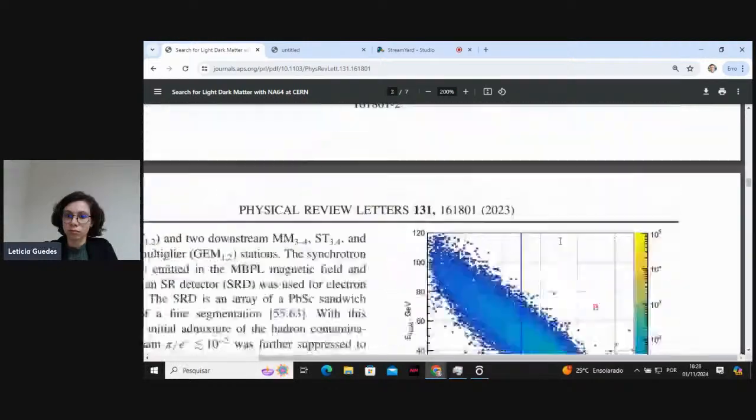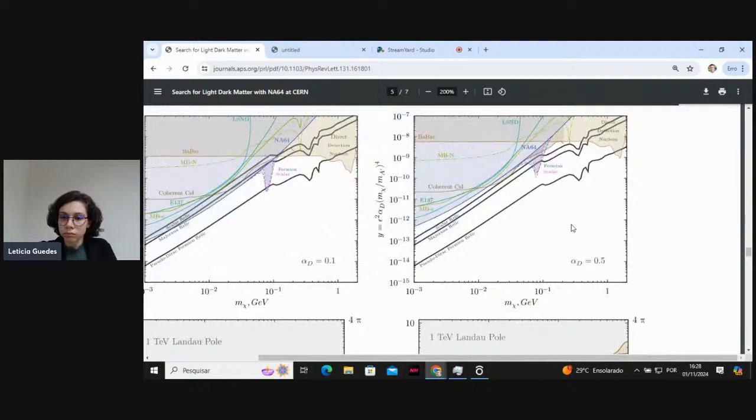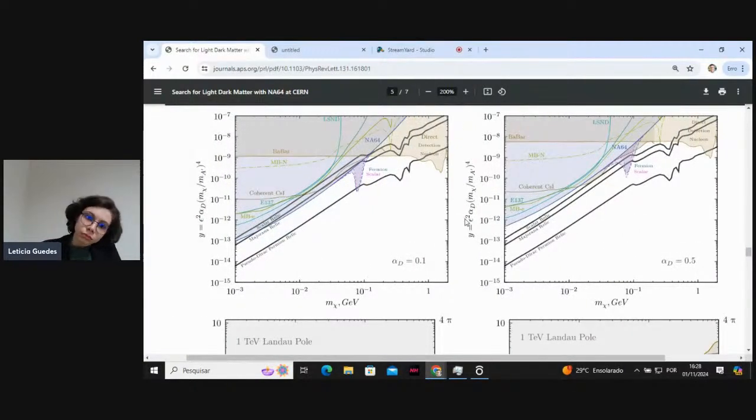The plots. Up. Here. So what they're doing in the end is changing what MA prime is to explain the right relic density. So you said, for instance, on the y-axis, if you increase alpha d, obviously the limit goes up. Sure. But the theoretical lines for the relic density, which are the black lines, I was expecting them to also go up.